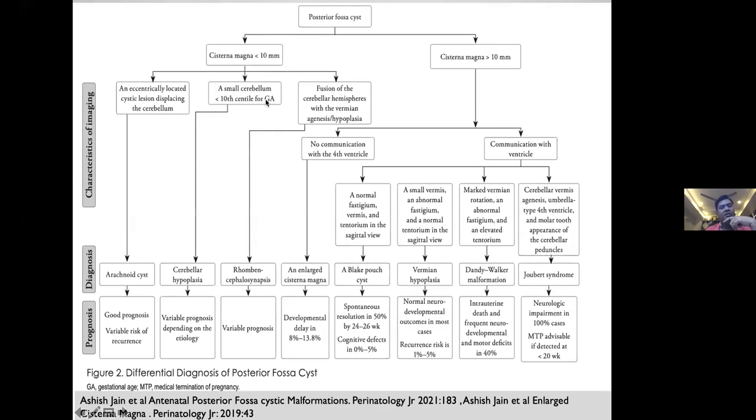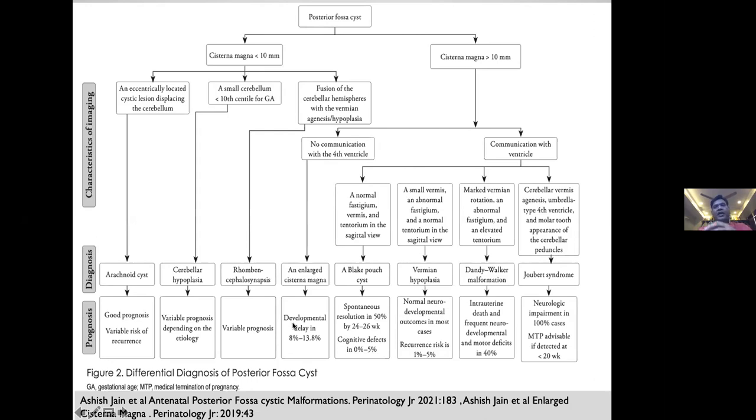But if the cerebellum and vermis are normal and the particular cyst is slightly eccentrically located, then probably it is an arachnoid cyst and it has a good prognosis. So you have to always rule out the arachnoid cyst when you find a cyst with a normal cisterna magna. Now, if the cisterna magna is enlarged more than 10 mm, then it either has a communication with the fourth ventricle or no communication with the fourth ventricle.